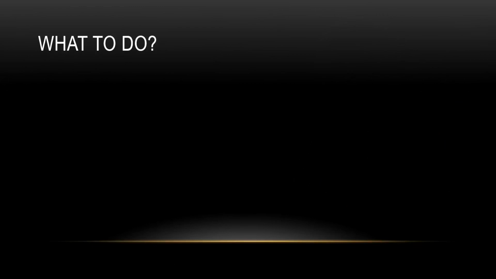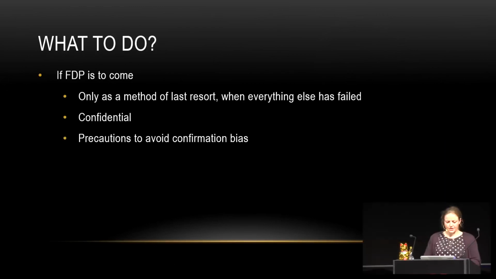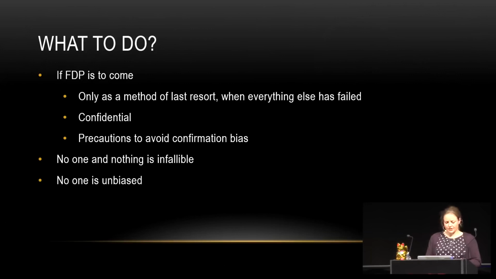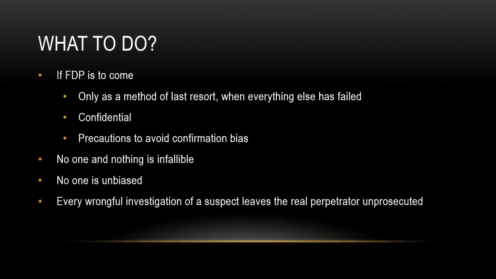So what can be done here? If forensic DNA phenotyping is to come, there's only as a method of last resort, when everything else has failed. It has to be confidential, so there are no hate crimes due to this investigation. And precautions have to be done to avoid confirmation bias, because no one and nothing is infallible, and no one is unbiased. And every wrongful investigation of a suspect leaves the real perpetrator unprosecuted.